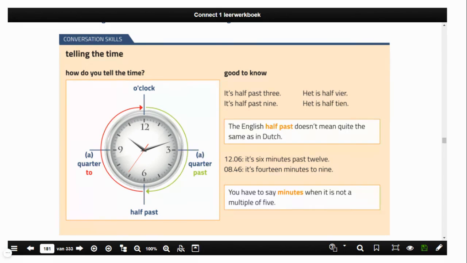6:12, it's 6 minutes past 12. 14 voor 9, it's 14 minutes to 9. You have to say minutes when it is not a multiple of 5. So please remember, als je getalletje niet thuis hoort in de tafel van 5, moet je het woordje minutes gaan gebruiken.